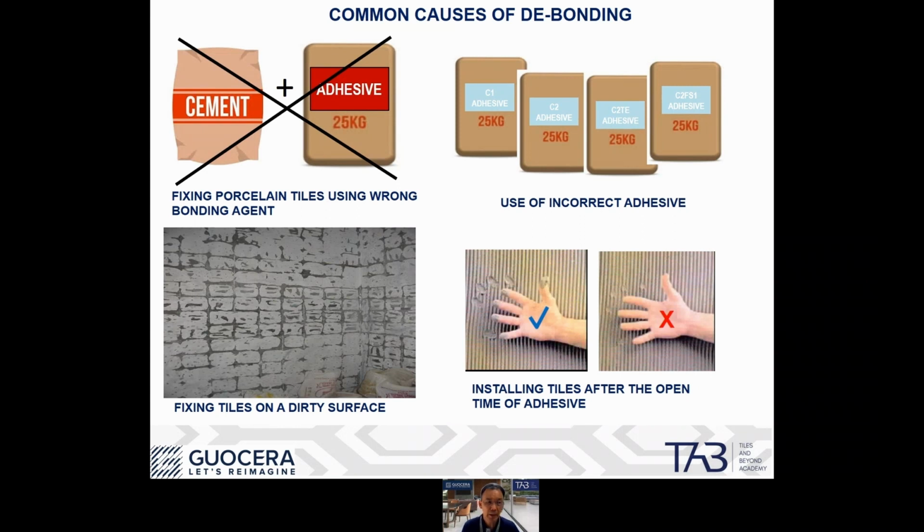And then, of course, 30 by 60 came out, and 60 by 60 polished porcelain also came out in the market. Because the bonding agent used was cement, it caused a lot of this debonding problem.